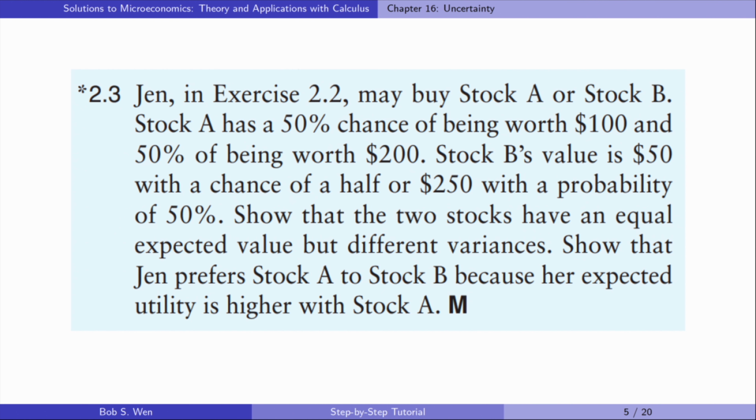Let's address exercise 2.3. Jan, in exercise 2.2, may buy stock A or stock B. Stock A has a 50% chance of being worth $100 and 50% of being worth $200. Stock B's value is $50 with a chance of half and $250 with a probability of 50%. So the two stocks have an equal expected value but different variances. Show that Jan prefers stock A to stock B because her expected utility is higher with stock A.